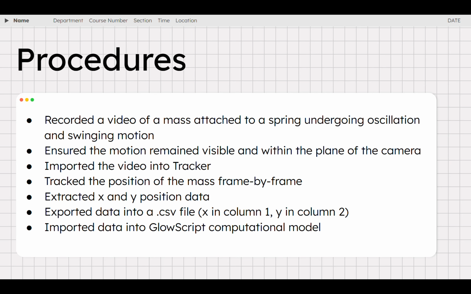Procedures. Recorded a video of a mass attached to a spring undergoing oscillation and swinging motion. Ensured that the motion remained visible and within the plane of the camera. Imported the video into Tracker, tracked the position of the mass frame by frame, extracted x and y position data, exported the file into a .csv file with x in column 1, y in column 2, and imported the data into a GlowScript computational model.